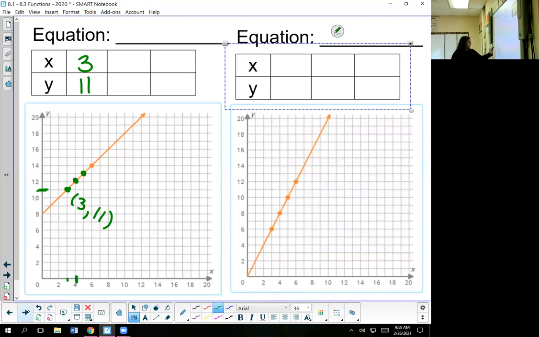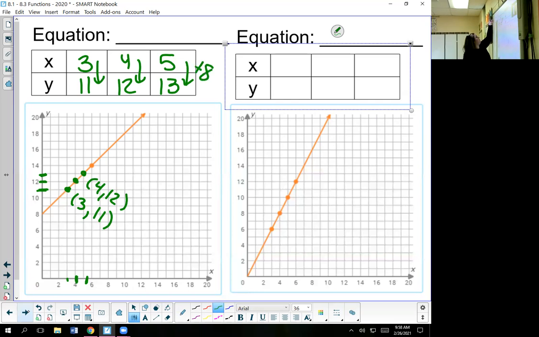My next one is at 4 and 12. And the last one, if you can kind of see now, is 5 and 13. So what's your equation? How do I go from my X to my Y? If you said you're adding 8 for every single one, you're correct. So you could write X add 8 is my answer, or you could write Y equals X plus 8. I prefer the second way where I wrote it, but again, it doesn't matter. They're the same.